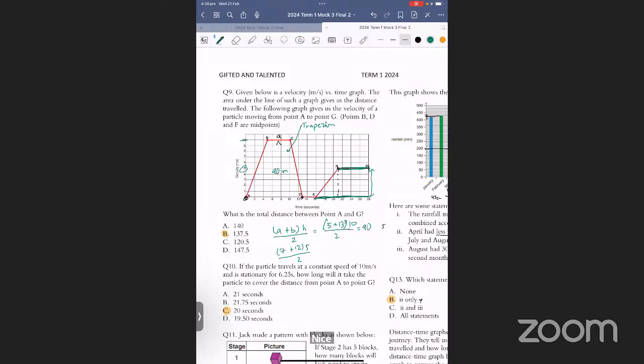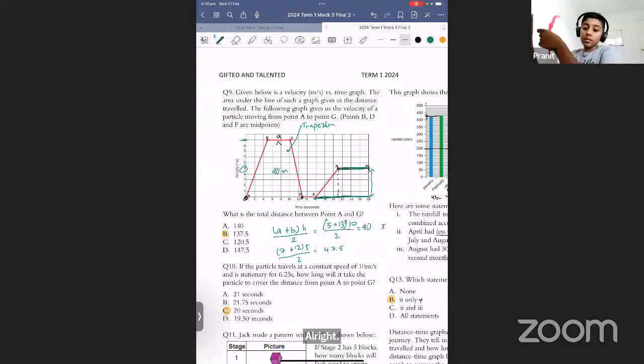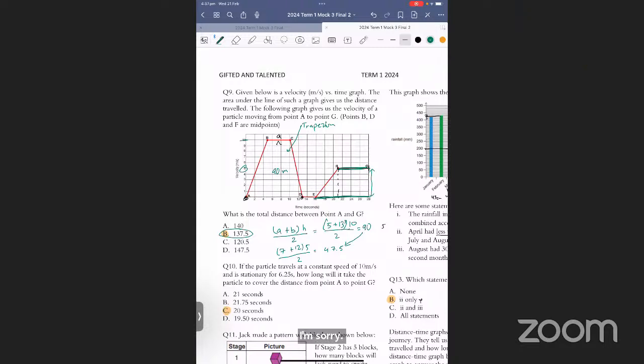95, divided by 2, what about you? 47.5. So 90 plus 47.5 is 137.5. Awesome. Good job, guys. Do you understand that, Isabella? Yeah. Awesome.